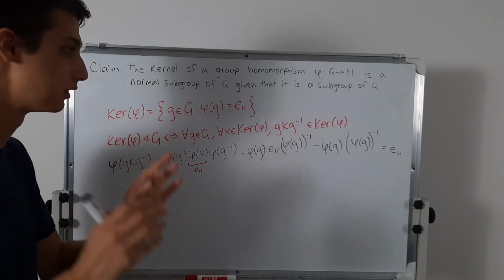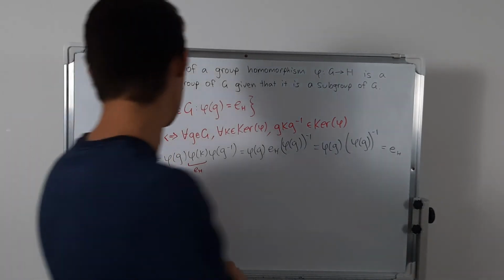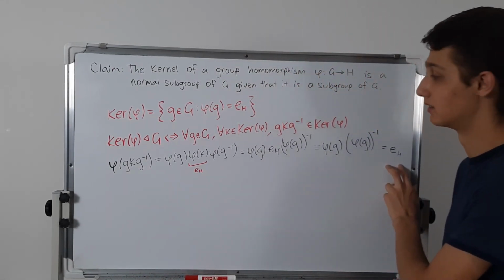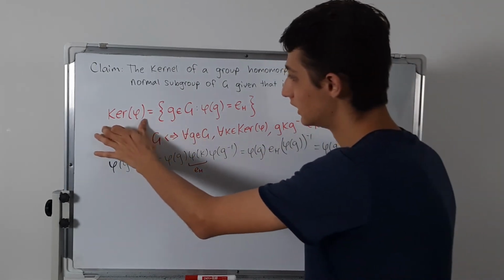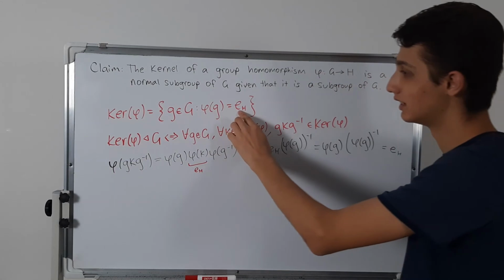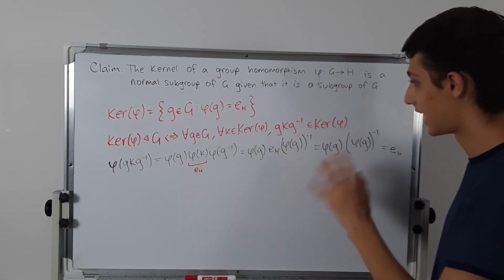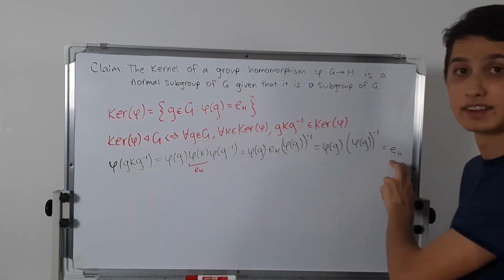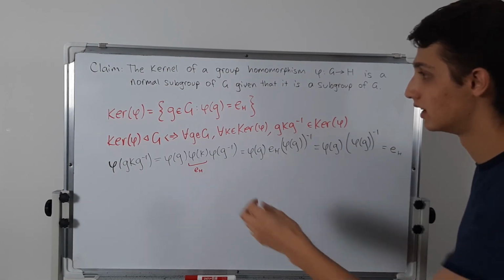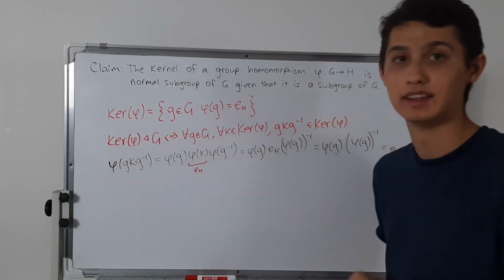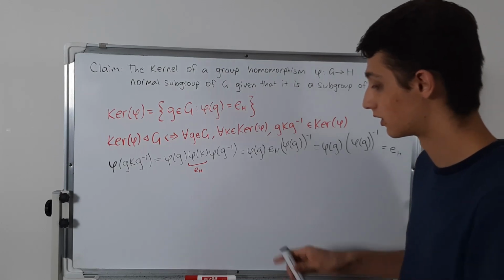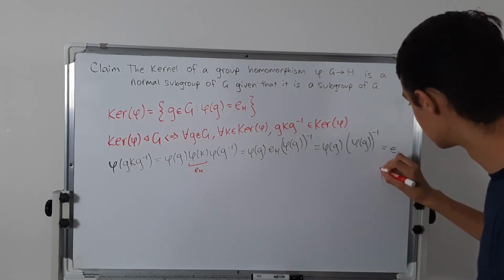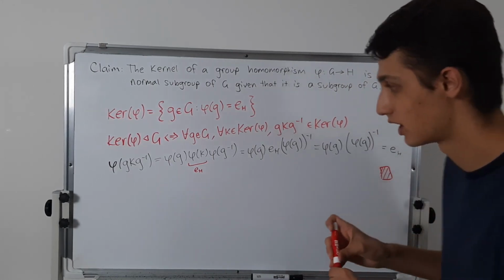So let's see where we are. We took this expression, and this expression is equal to the identity of H. And remember that the kernel of phi maps all of its elements to the identity in H. So what we have is that when we take phi of g k g inverse, it's the identity of H. So it's going to be true that the kernel of phi is a normal subgroup of G. So our statement is correct. So I'm going to put a little symbol here to show that we finished our proof.